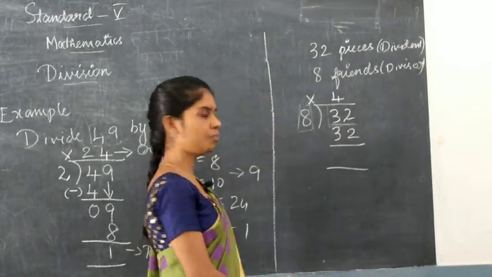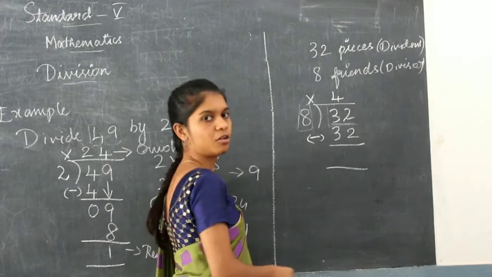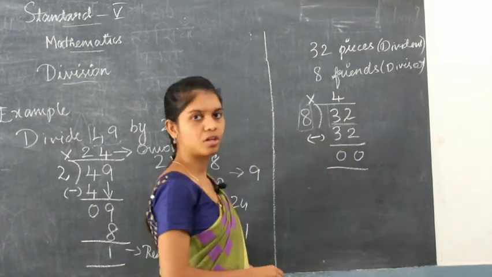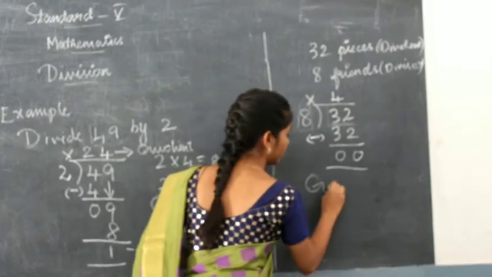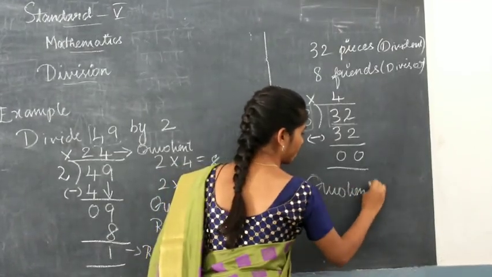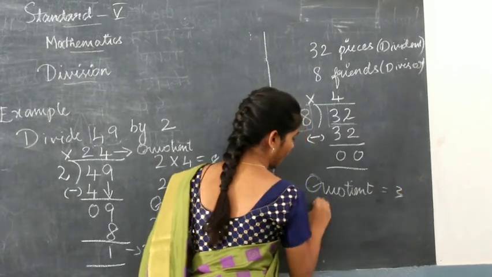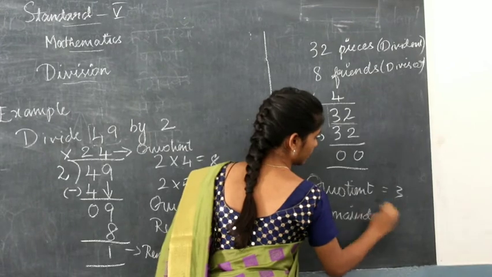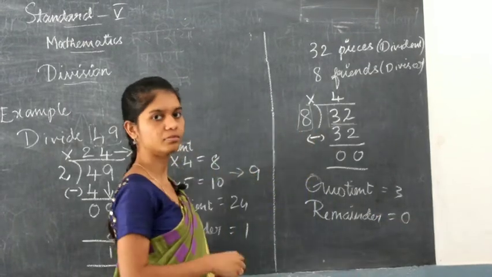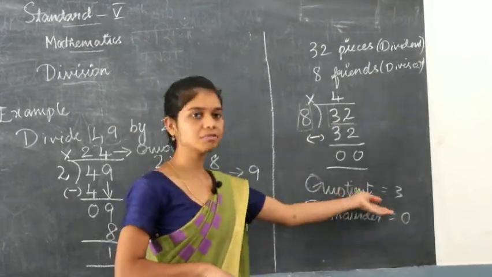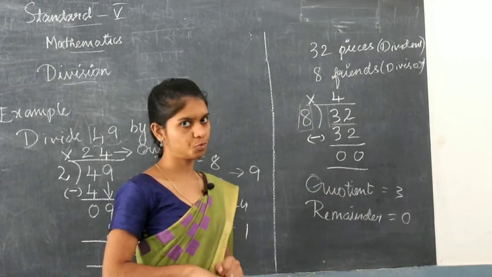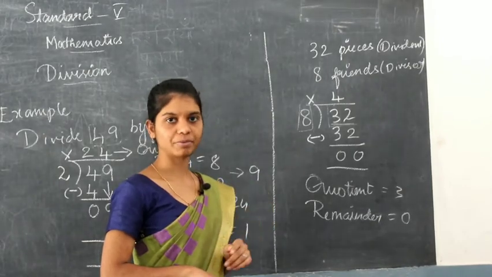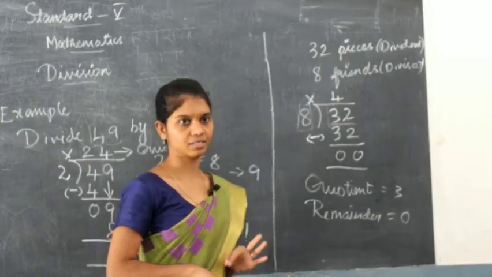So now what you should do? You should subtract them. 2 minus 2 is 0. 3 minus 3 is 0. So your quotient will be 3 and your remainder is 0. Quotient gives the number of chocolates each person will get. So all the 8 friends, each one of them will get 3 chocolates each. Okay.